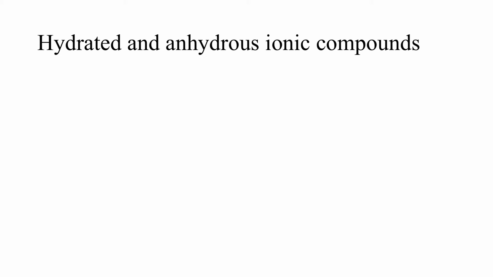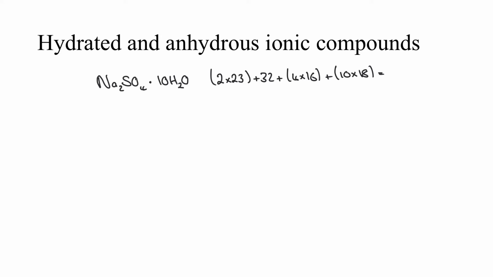Anhydrous ionic compounds don't contain water. So, for example, anhydrous sodium sulfate would be Na2SO4, whereas hydrated sodium sulfate contains water, so Na2SO4.10H2O. If you were to calculate the Mr of this, you'd calculate the Mr of sodium sulfate, and then add 10 times the Mr of water, and what you'd get is this. If you put all that in your calculator, you'll get an Mr of 322.